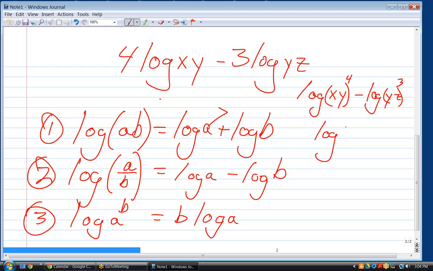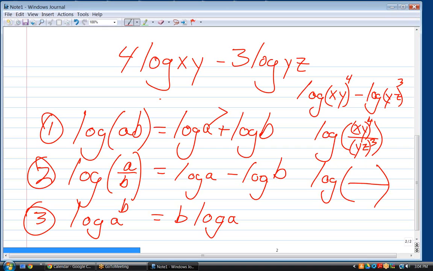Now let's put these together using rule number 2. Log (xy)^4 over (yz)^3. Notice that all of these parentheses are necessary at this point. We're going to simplify this argument now. So, what does all that become? Let's deal with one variable at a time.